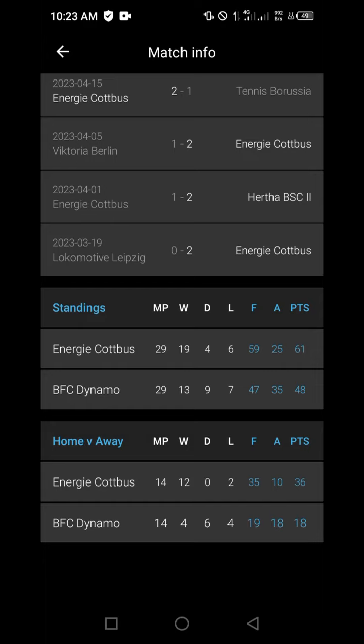We are going to do the same for BFC Dynamo. If the average goal scoring rate of a given team, once the goals for is divided by the number of matches played, is above 1.8, it means that team is very high in scoring. Once it is 1.8 and going above 1.8, it means it is very, very good at scoring.